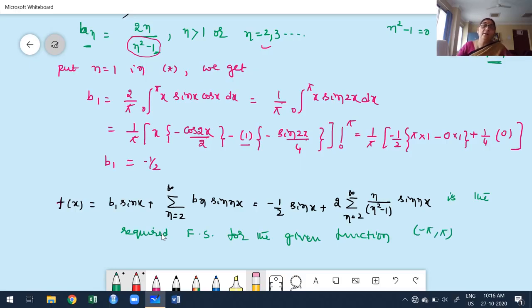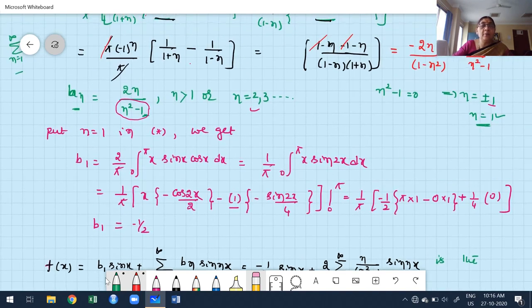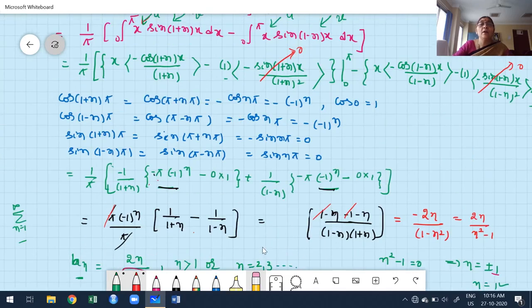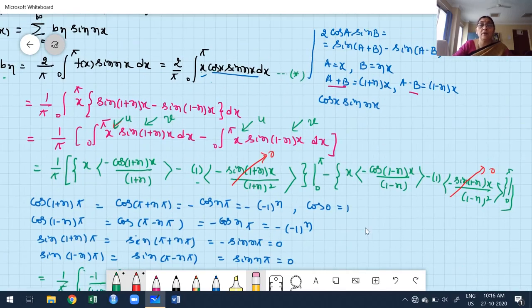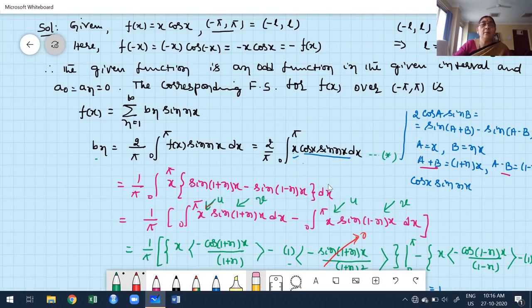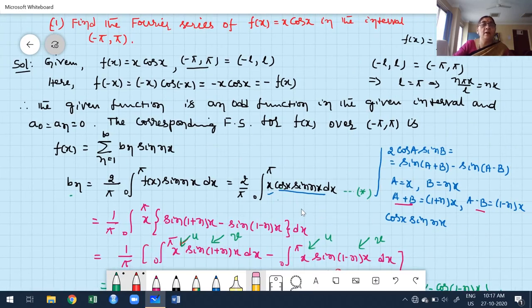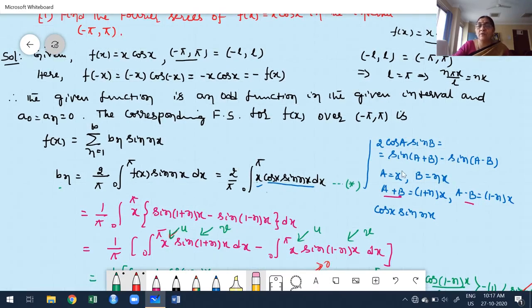I think everyone is clear how you have to construct the Fourier series. That's why I'm discussing this problem. These things happen whenever the given function has a trigonometric function. Whenever there is a trigonometric function, while evaluating bn or an, we are going to use the transformation formula.